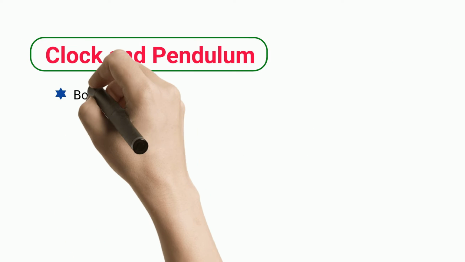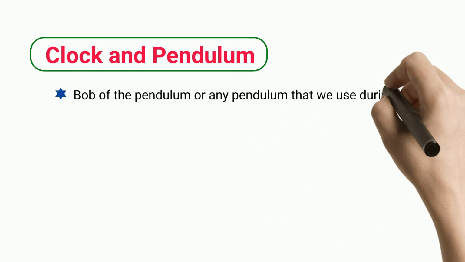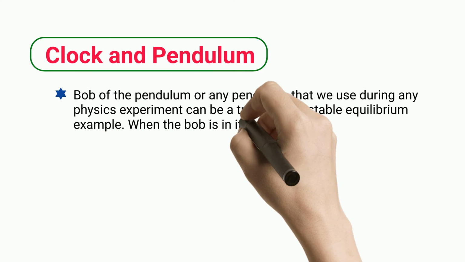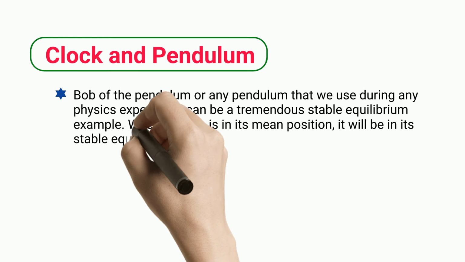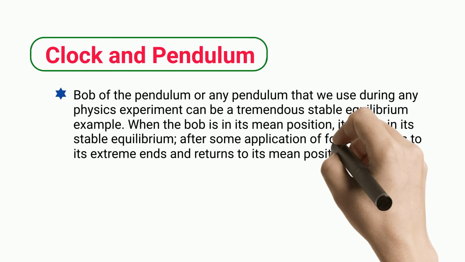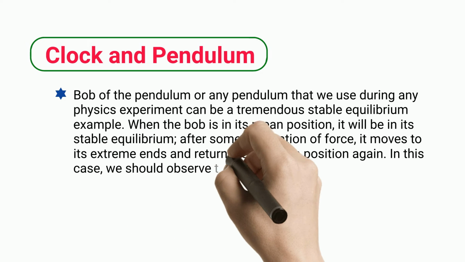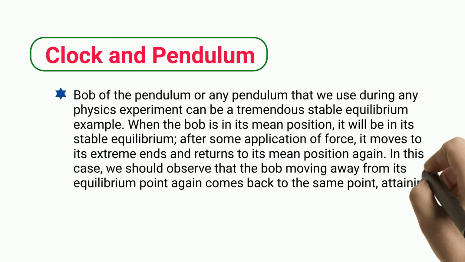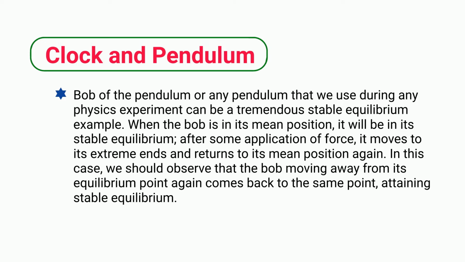Clock and pendulum. The bob of the pendulum, or any pendulum that we use during any physics experiment, can be a tremendous example of stable equilibrium. When the bob is in its mean position, it will be in its stable equilibrium. After some application of force, it moves to its extreme ends and returns to its mean position again. In this case, we should observe that the bob moving away from its equilibrium point comes back to the same point, attaining stable equilibrium.